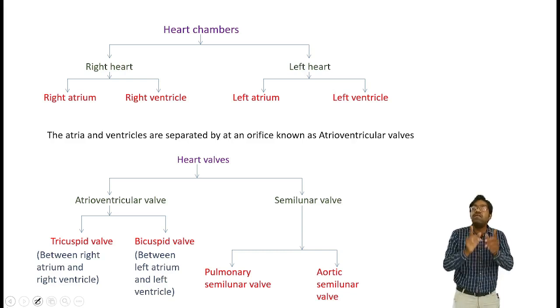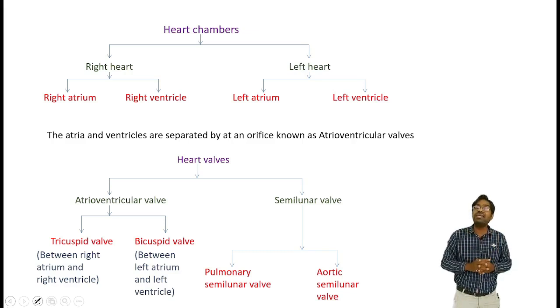Then what is the function of these valves? These valves will prevent the blood from entering from the ventricles towards the atria when the ventricles contract, meaning when the heart is pumping. At this phase, to prevent the blood from entering from ventricles to atria, these valves get closed. The actual function of these valves is to prevent the backflow of the blood.